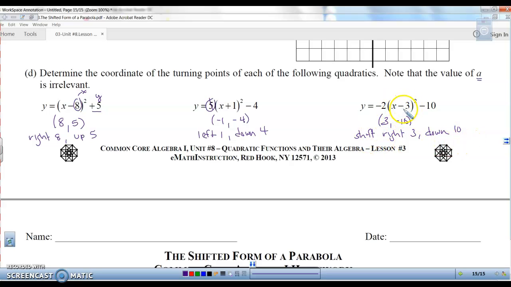So inside the parentheses is left and right, opposite direction of the sign. Outside the parentheses is the y coordinate, plus is up, minus is down. So that is how a parabola shifts in y equals x squared to what's called vertex form.